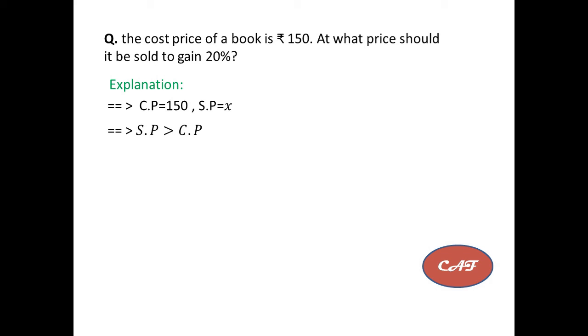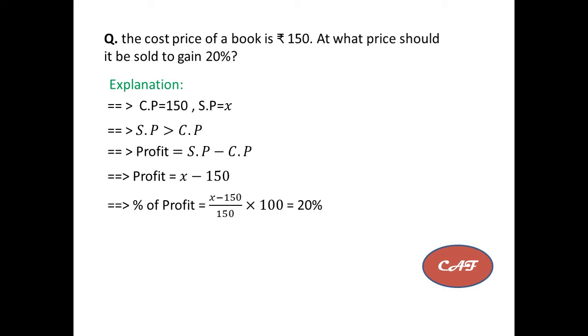So why I wrote SP is greater than CP means here in that question they mentioned that he got gain of 20%. So he got profit. So I am assuming that SP is greater than CP. Profit is equal to SP minus CP. So profit is equal to X minus 150. We know the formula, percentage of profit is equal to X minus 150 divided by 150 into 100 is equal to, in that question they gave 20%.